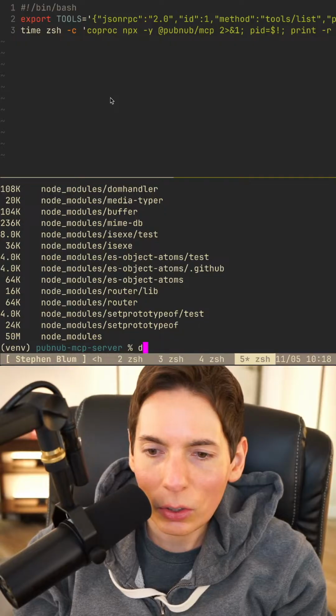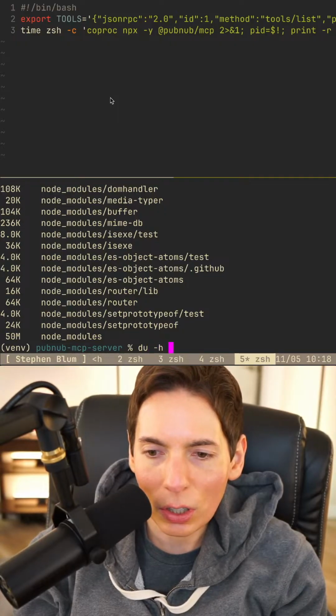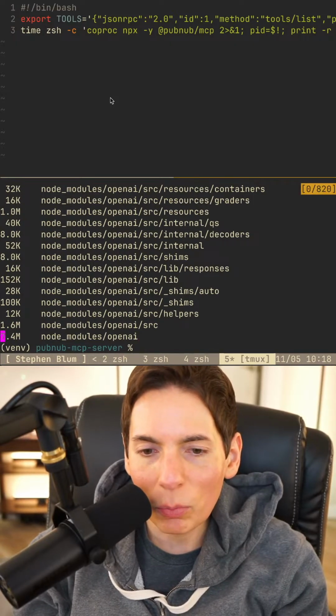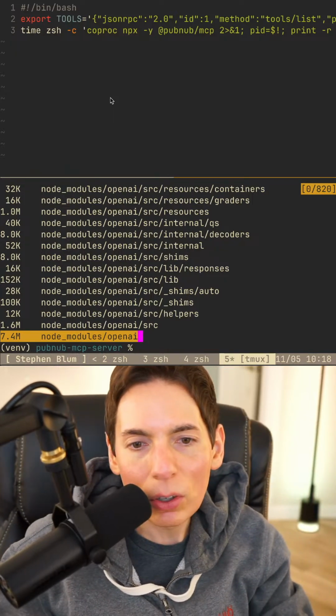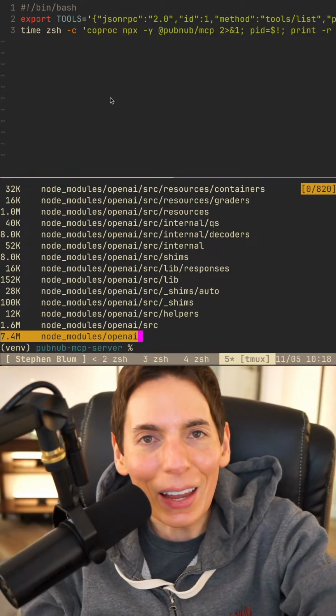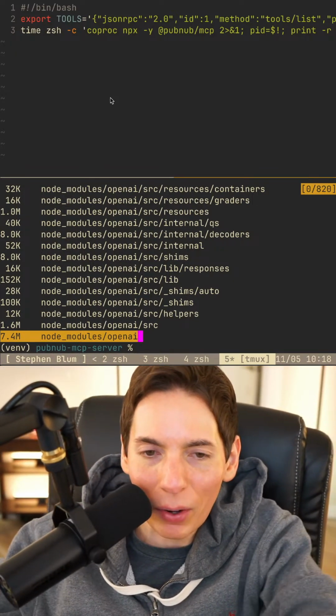Before we get to Rust, I'm actually curious. Let's do disk usage -h on this directory. All right, so that's about 7 megs right there that we know.